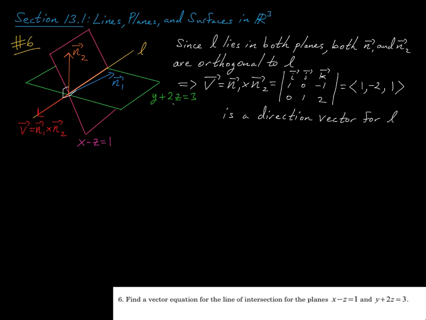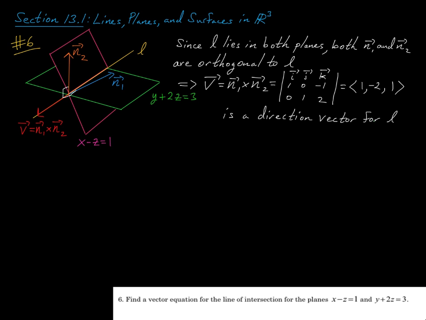Likewise for n2, the components will be 0, 1, 2. Again, you don't see an x in the equation, so the coefficient of x is 0. So 0, 1, 2 are the components of the normal vector n2. And if you take the cross product, you're going to wind up getting 1, negative 2, 1. And again, this vector you see here in red, the cross product vector, is parallel to our line L, and so in turn, it's a direction vector for L.